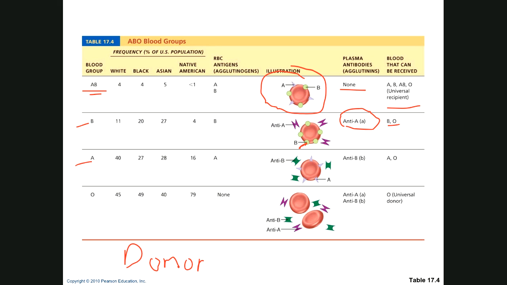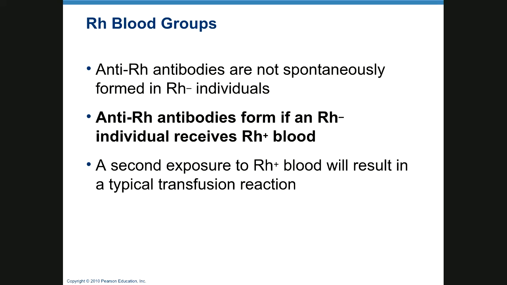Type A has A kill me flags. So if they get anti-A antibodies, they're going to be destroyed. So they can get A or O blood. Type O have no antigens on the red cells. So they have antibodies. But they're universal donor because you're not going to destroy these cells. When you give these cells, they're not going to be destroyed because they just are used to the antibodies that your recipient puts out. Okay, Rh factor, it can affect with transfusion.